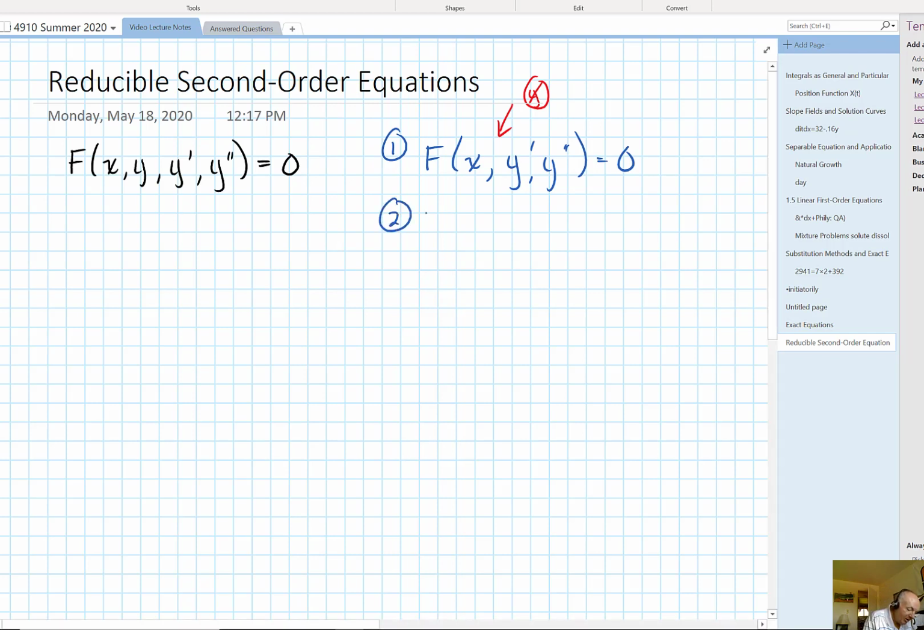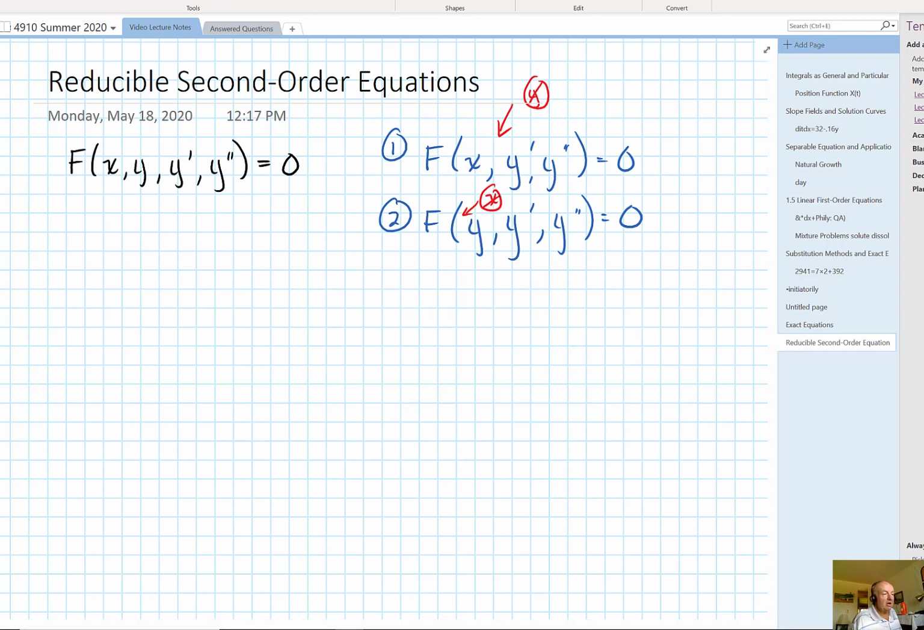And then the second family are ones that are missing the x term. So they may contain a y prime and a y double prime, and we'll also look at those. So there is no x term. Both of those should be reducible.